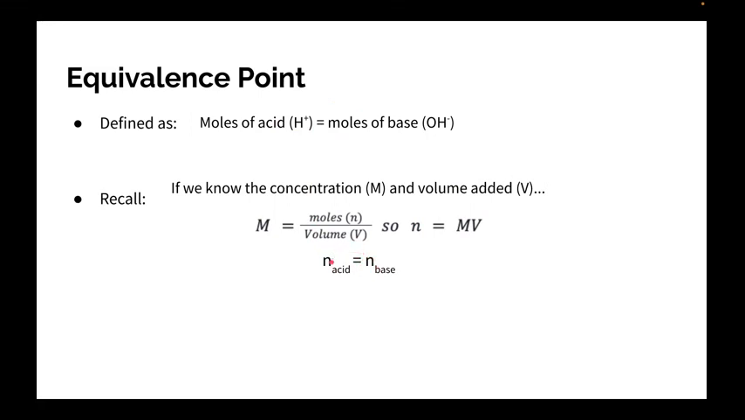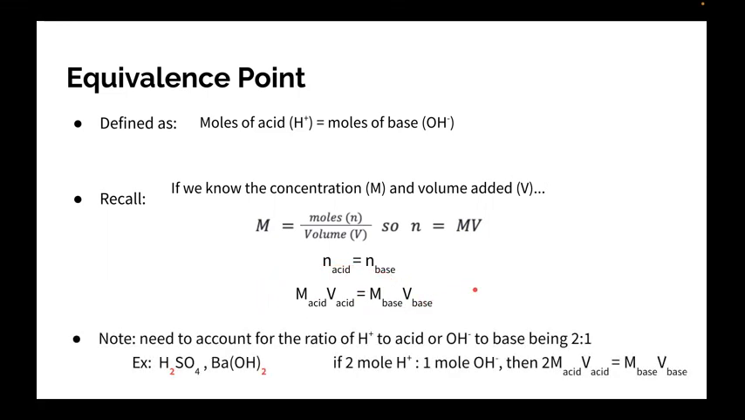So if I know my n of acid equals my n of base, I can plug in, because I know n is equal to MV. When I plug in, we end up getting that the molarity of our acid times the volume of our acid is equal to the molarity of our base times our volume of base. So our M1V1 equals M2V2 calculations not only work for dilutions, they also work for calculations for our titrations.